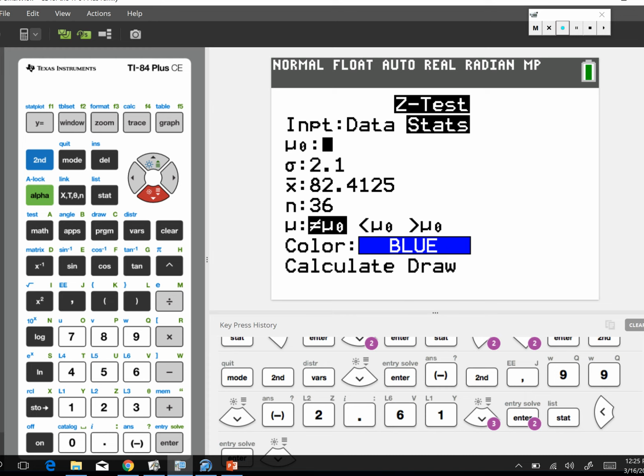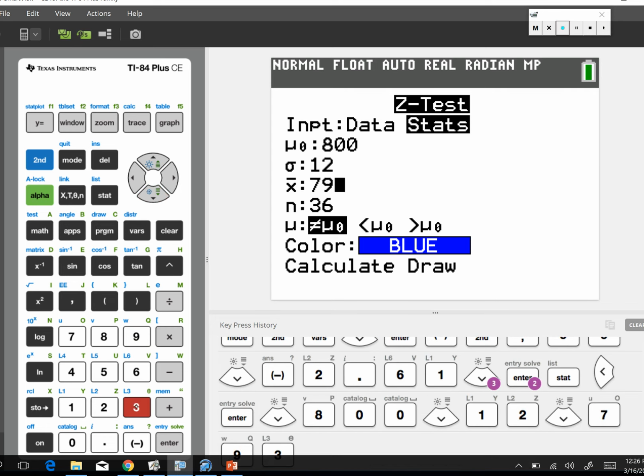Your mu sub 0 is your hypothesized mean, so it's the one in the null hypothesis. In this case, it's 800 pounds. Population standard deviation, we're told, is 12. The sample mean that the researcher found was 793 pounds. Sample size, he sampled 20 cables. And we have a not equal to. And we'll go ahead and calculate.